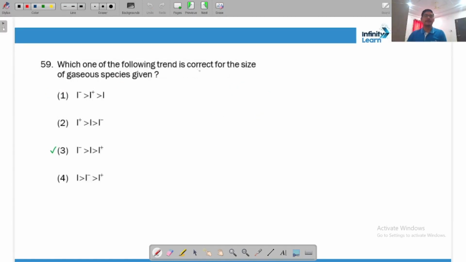Which of the following trends is correct for the size? Yes, anion is larger than the parent atom because of the electron repulsions. Z effective decreases, right? And cation is smaller than the parent atom because of the increase in the effective nuclear charge.